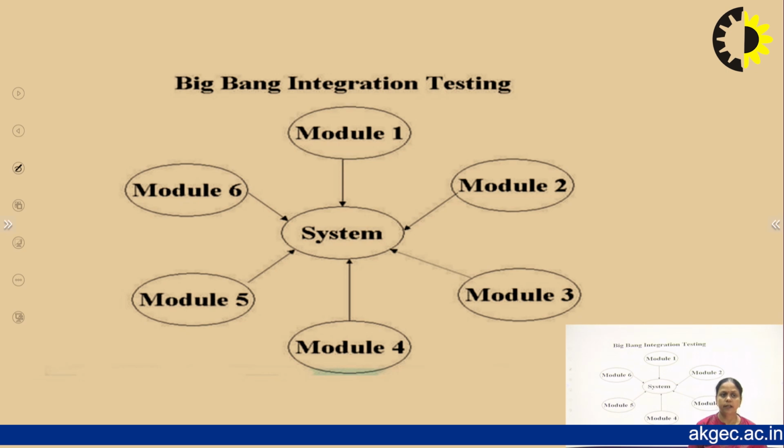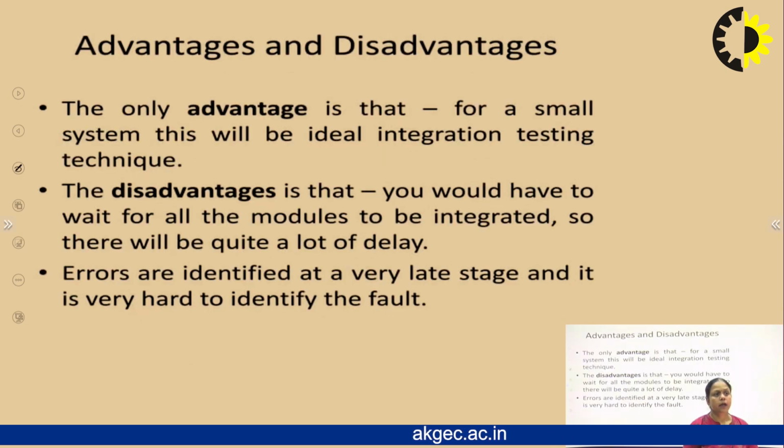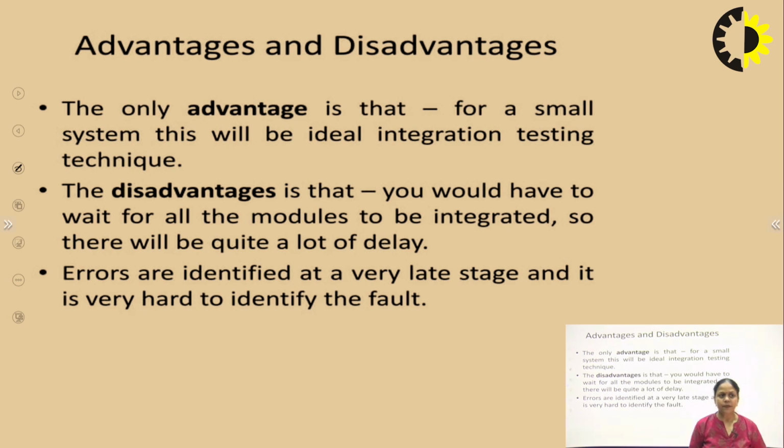Next, again this is an example of the Big Bang approach. When all the modules are created for the system, then Big Bang integration testing can start. Now, advantages and disadvantages of Big Bang testing. The only advantage is that for a small system, this is an ideal integration testing technique. The disadvantage is that you have to wait for all the modules to be integrated, and there will be quite a lot of delay. Errors are identified at a very late stage.